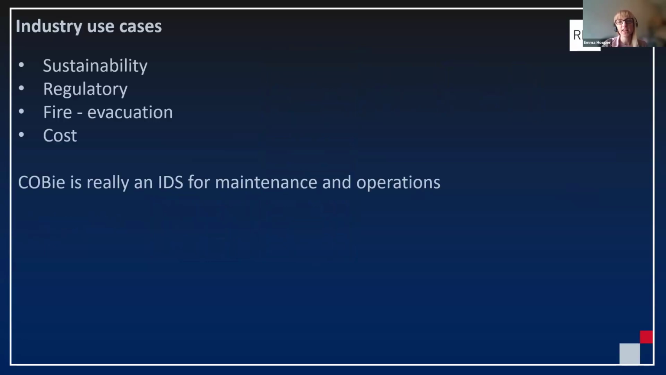And in terms of industry use cases, there are many projects happening currently within buildingSMART to create information requirements using IDS. And these are some of them which are happening or already have happened. And when completed, these should be available on the buildingSMART use case management tool. And then we have COBE, which really is an IDS for operations and maintenance.